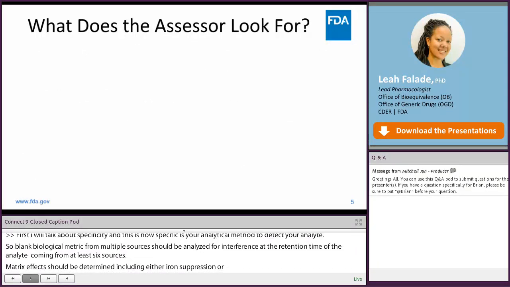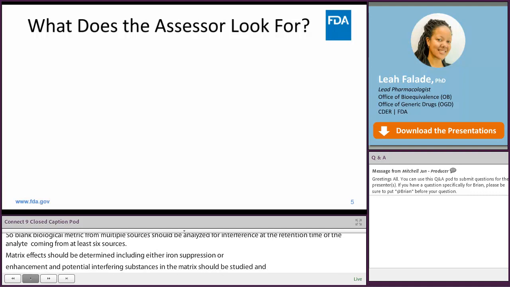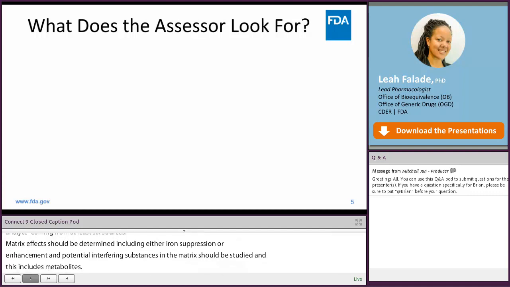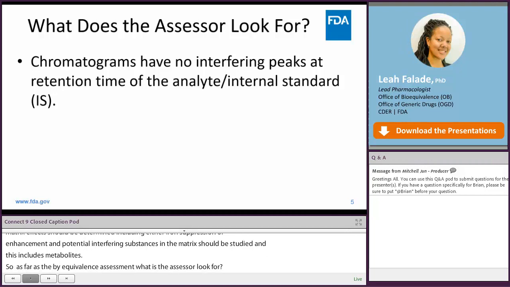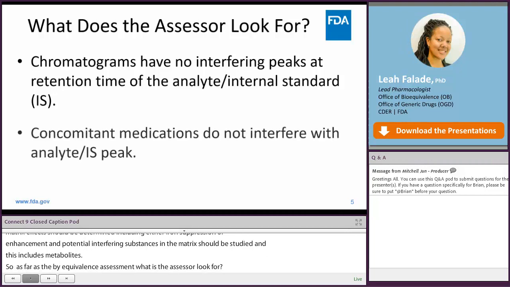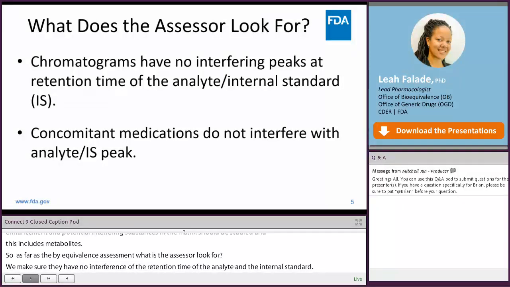So as far as the bioequivalence assessment, what does the assessor look for? We check to make sure the chromatograms have no interfering peaks at the retention time of the analyte and the retention time of the internal standard. We also check that the comeds do not interfere with the analyte or the internal standard peak in the chromatograms.